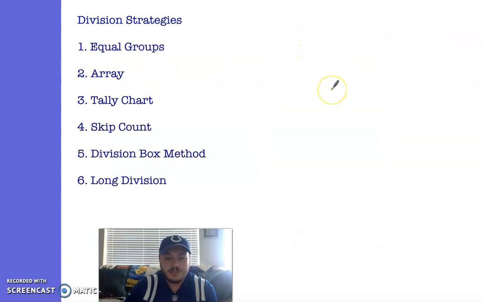So some different division strategies that we know, and that I'm going to go through today, are putting things into equal groups, using an array, using a tally chart, skip counting, and then 2 brief reviews of the division box method and long division. So let's go ahead and get started.